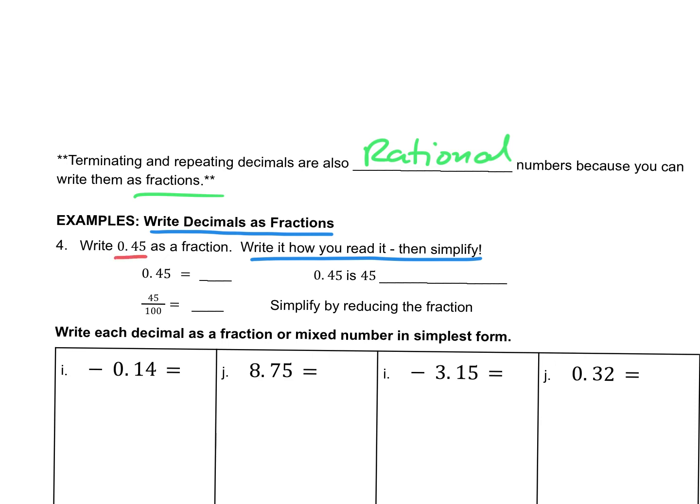So for example, I read this decimal, not as 0.45, but as 45 hundredths. Because it's 45 hundredths, I can write it as 45 out of 100. For a decimal, just write it as you read it and then simplify if necessary. Remember that common factor: I know they share a factor of 5, so I reduce by 5. 5 goes into 45 9 times. It goes into 100 20 times. So 45 hundredths is the same as 9/20.